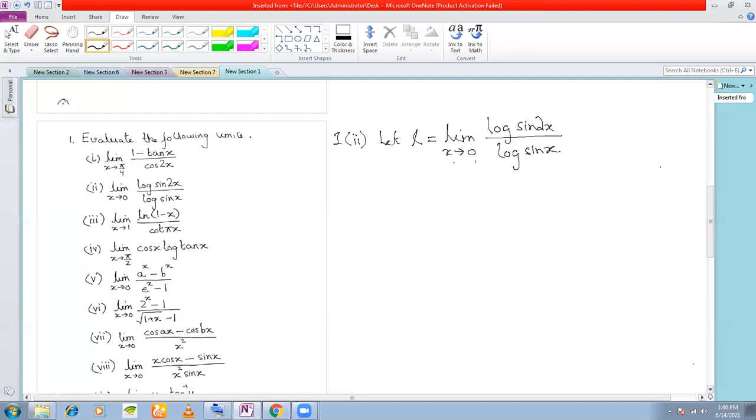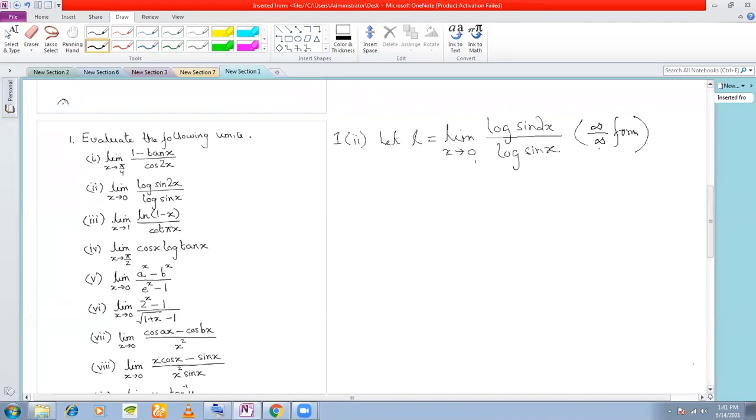Again, we differentiate. First of all, we'll check what form this is. You can put x is equal to 0. So you get log sin 0 by log sin 0, which is nothing but log 0. And what is the value of log 0? Log 0 is infinity. So this is clearly an infinity by infinity form. You will do this in your rough. This is your infinity by infinity form.